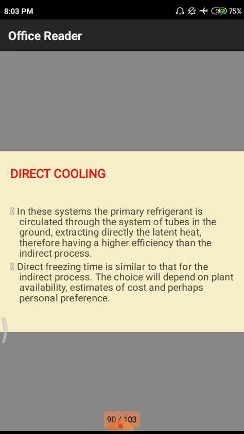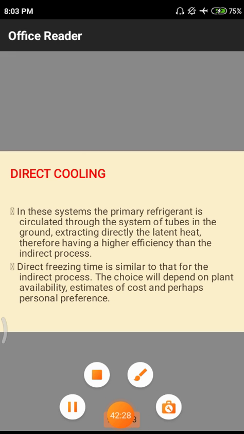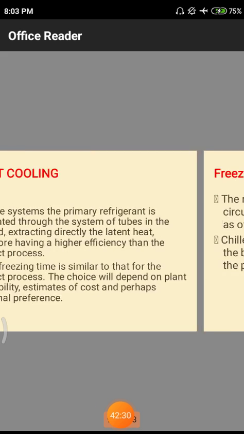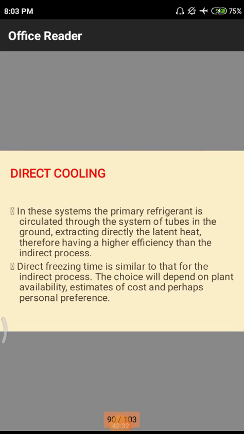Next one is direct cooling. In which areas do we have to go for direct cooling? In these systems the primary refrigerant is circulated through a system of tubes in the ground, extracting heat directly as latent heat, and therefore there will be higher efficiency than the indirect process. Indirect process means the refrigerant is not involved directly in the process, but it will cool it. That is the indirect process.